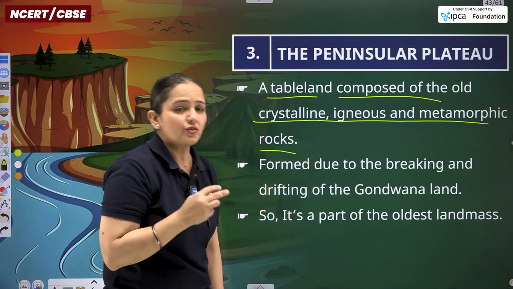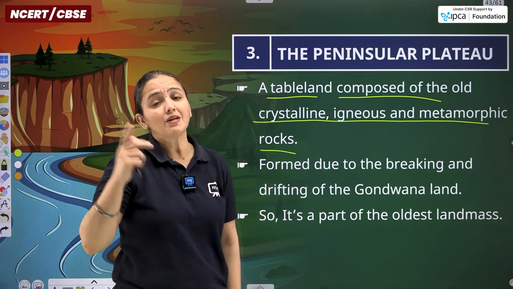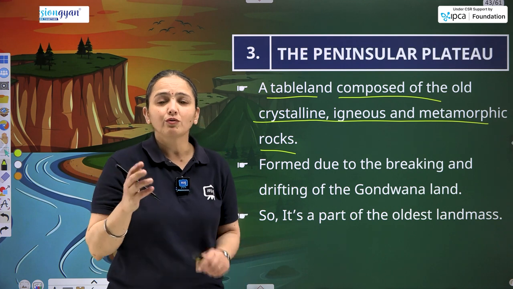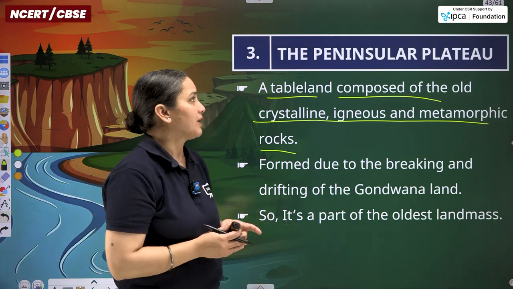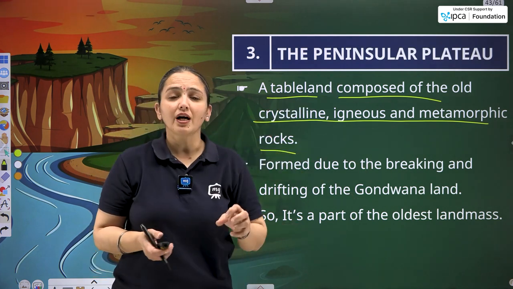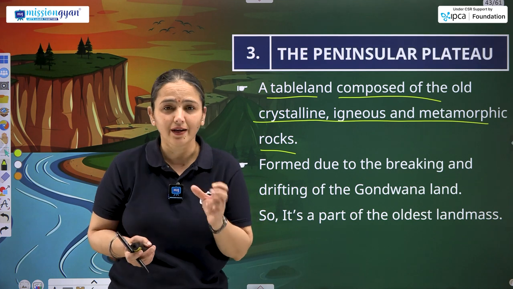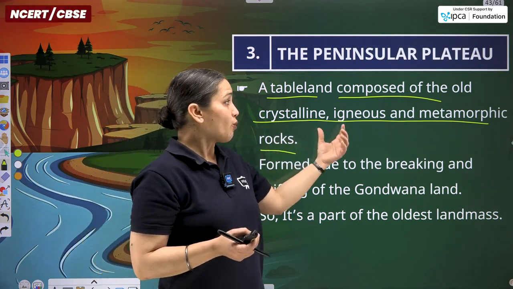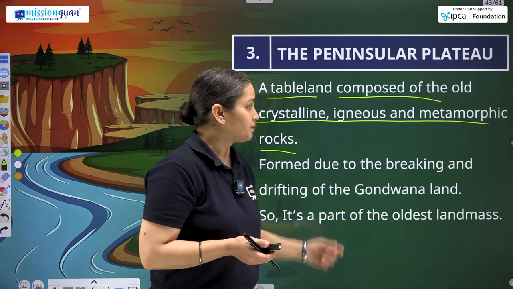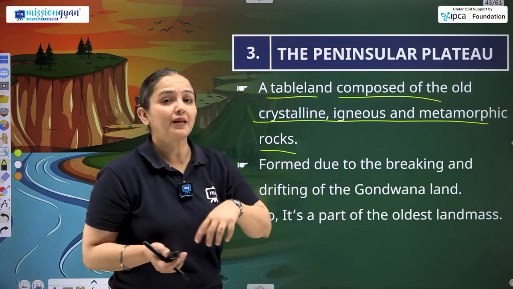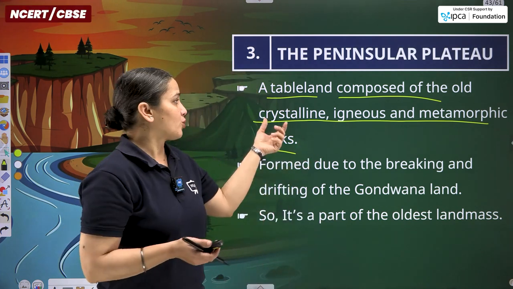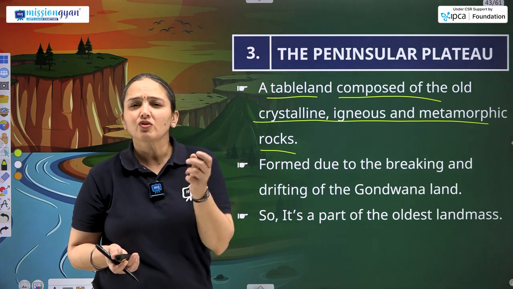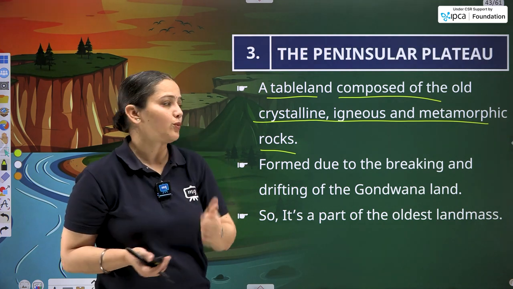There are three types of rocks: igneous, sedimentary and metamorphic. All three types of rocks are found in the mountainous region. But if you talk about the peninsular, they are harder as compared to the mountains, so they are comprised of only igneous and metamorphic rocks. And igneous rocks are formed by the solidification of lava, so they have a crystalline structure and appearance. Crystalline, shiny and glittery.